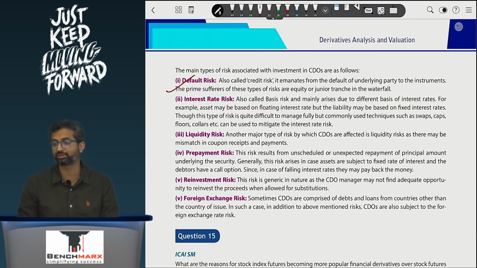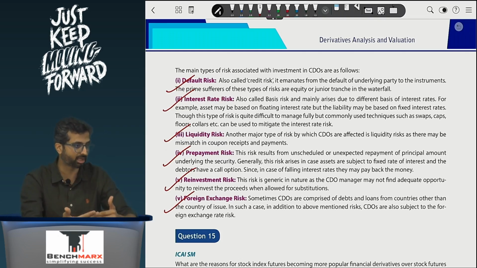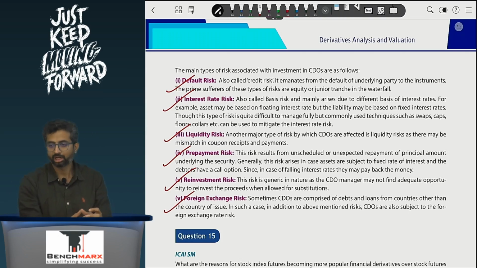If the market interest rate changes, then there is market interest rate risk. Liquidity risk, if I don't have enough money to pay. Prepayment, if money is received early. Reinvestment risk, foreign exchange risk. These are very similar to investments in a typical fixed income security. When I invest in a bond, here I am not investing in the bond directly. I am an investor investing in a CDO which has underlying borrowers, loans, debentures, etc. So the risk is similar to the risk of a bond.